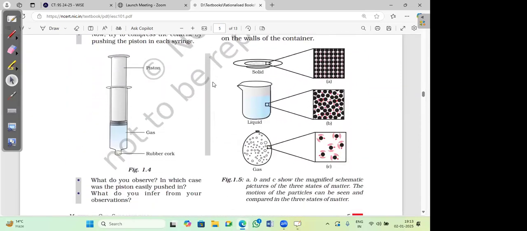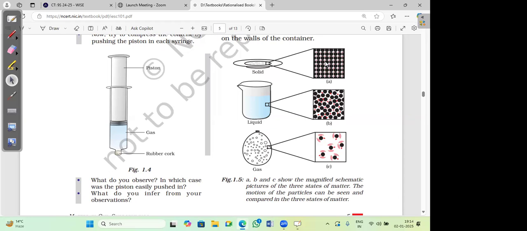Now see here, in a solid, all the molecules are fixed. Is there no space between them? No, there is a space. Even in solids there is a space between the molecules, but they're held with strong forces of attraction. So the position of the molecules is almost fixed. They are just vibrating about their mean position. Whereas for liquids, the particles are in continuous motion.